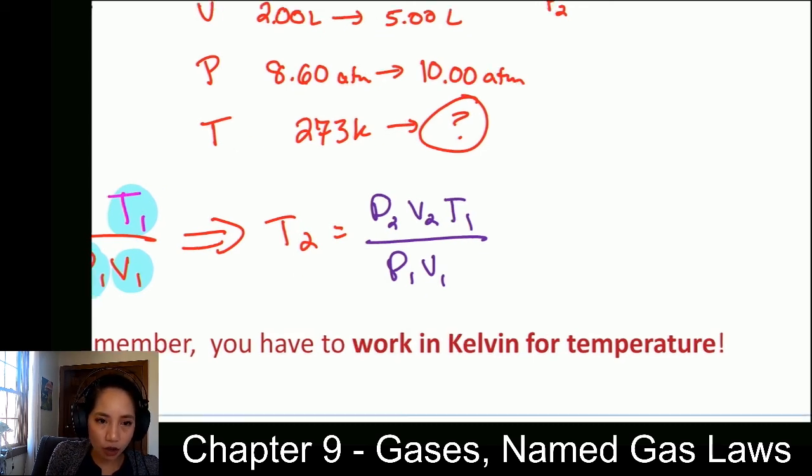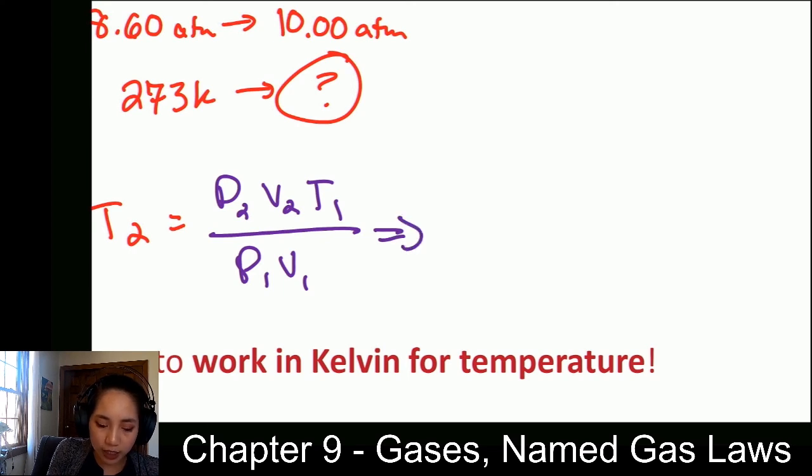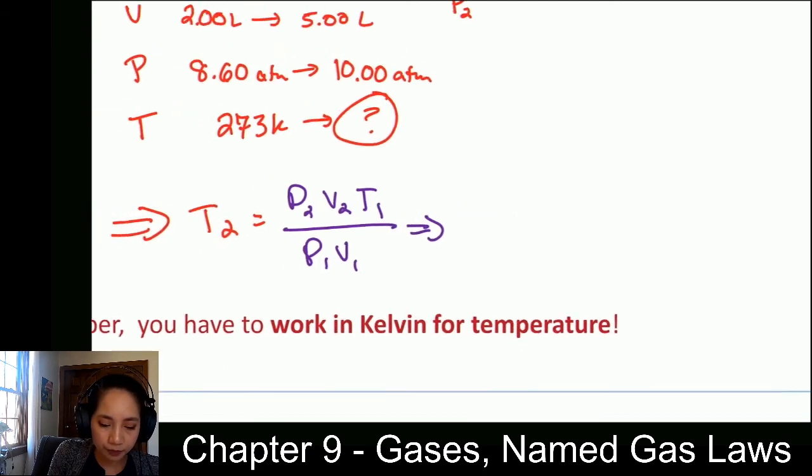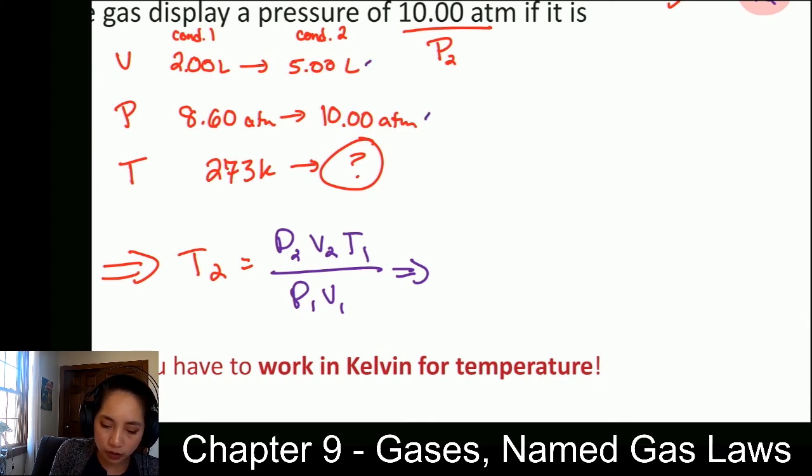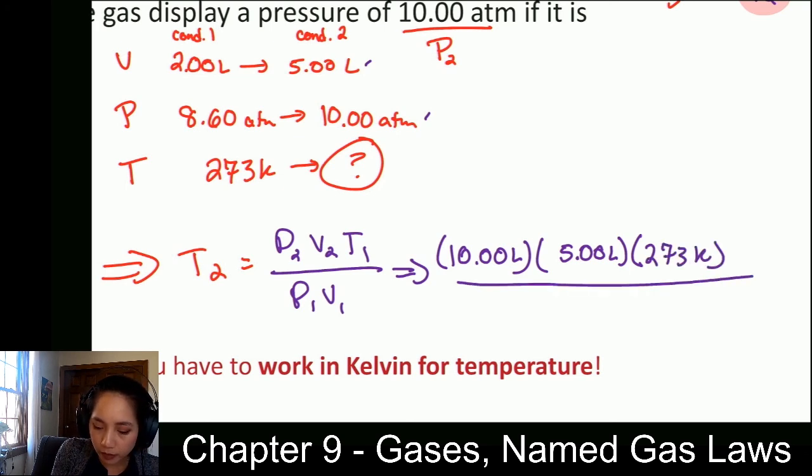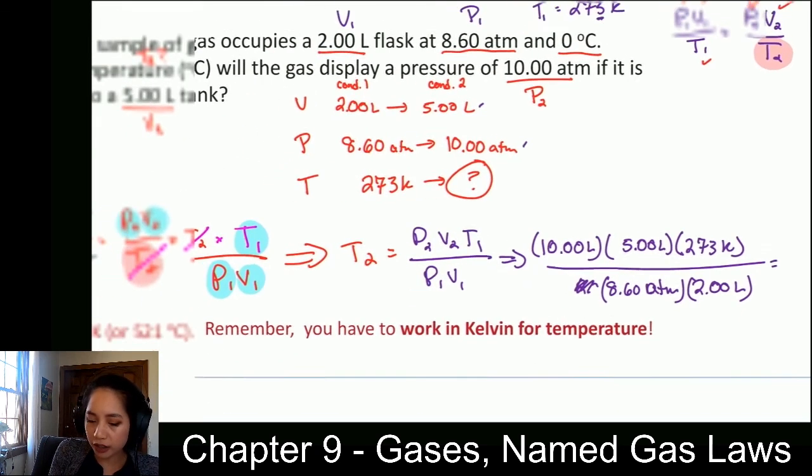And so if we stick in all the values there, so T2 equals, oh wait, no. So P2 V2, that's right here. So P2 is 10.00 atm, V2 is 5.00 liters, times T1 is 273 Kelvin, over P1, that's 8.60 atm. And then volume is 2.00 liters. And then you just stick that in your calculator.